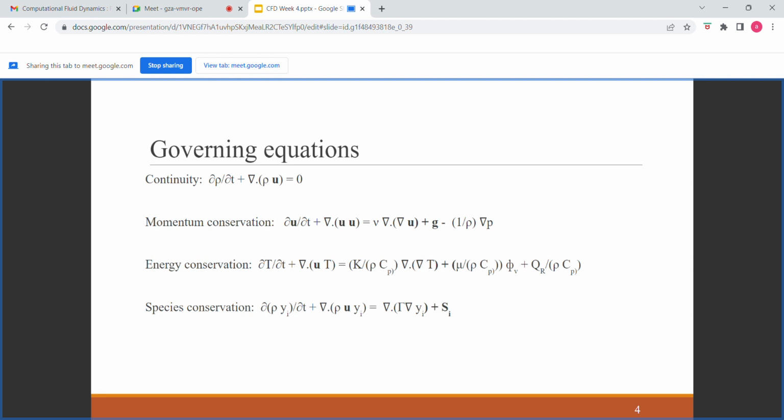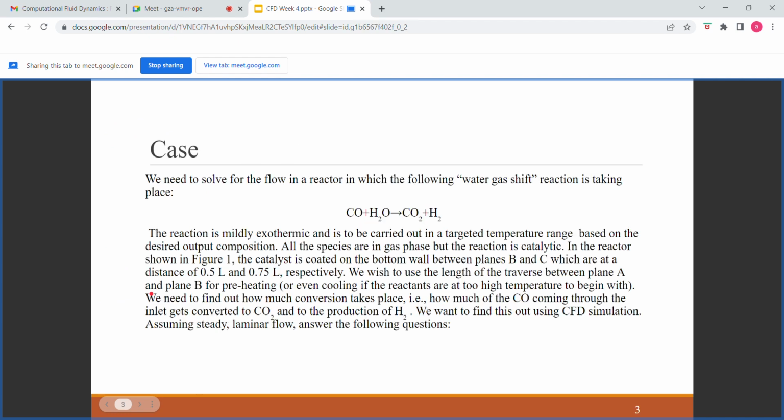The thing to be noted here is, when considering the mass conservation, the continuity equation and the species conservation equation, when all species conservation equations are put together, we will be getting the continuity equation. So the number of species conservation equations that need to be solved is one less than the number of species present in the system.